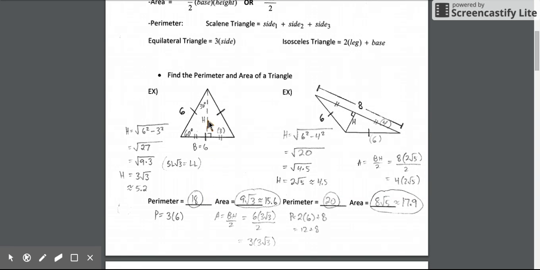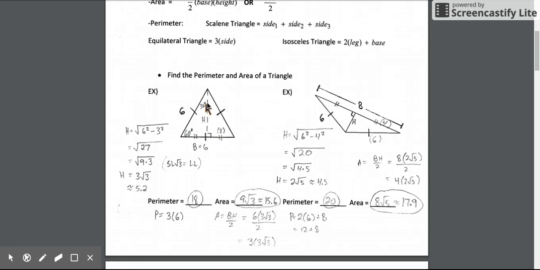Since it's an equilateral triangle, we could just say that any of the sides is the base. So we'll use the bottom just to keep it easy. We'll draw in our altitude, and altitude always comes from a vertex and is perpendicular to the opposite side, the base. And it's always going to bisect that base. So if I bisect a measurement of 6, I create two smaller measurements of 3 on either side.